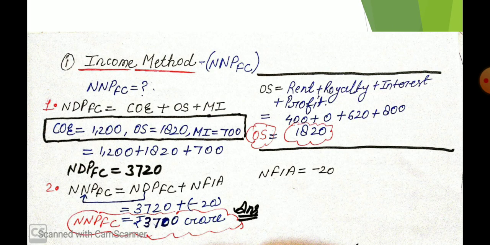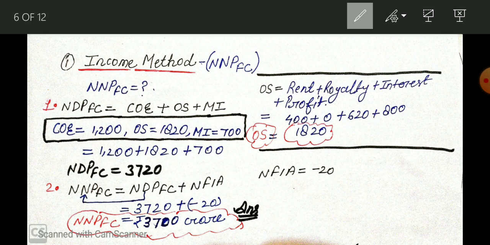Okay, so here you can see we have to find out NNPFC. It is how we get the value of NDPFC when we add COE, OS, MI. The value of COE is given 1200. OS we had found out by adding rent, royalty, interest and profit. The value of royalty is not given, so we considered it 0. So in this way the value of operating surplus is 1820 and mixed income is given 700. So when we put the value, we get NDPFC equal to 3720.